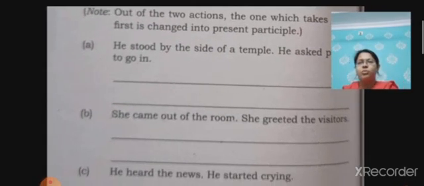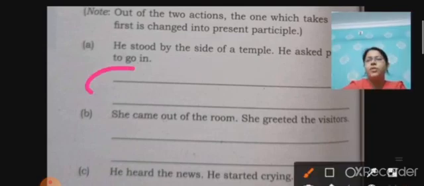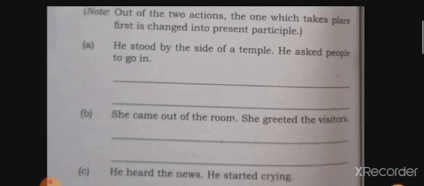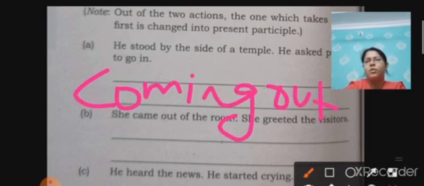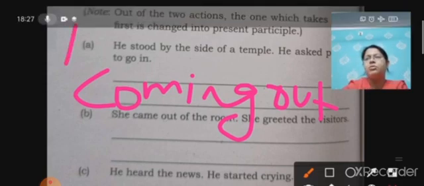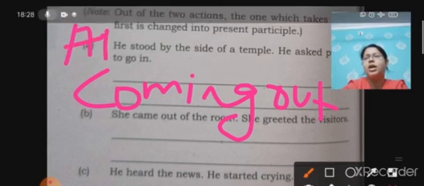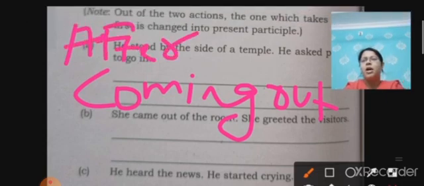She came out of the room and she greeted the visitors. So here also coming out is the first action, so we can write, coming out of the room, she greeted the visitors. Or you can write after coming out. Yes students, we need to write after coming out of the room, comma, she greeted the visitors. Okay, we need to add after.